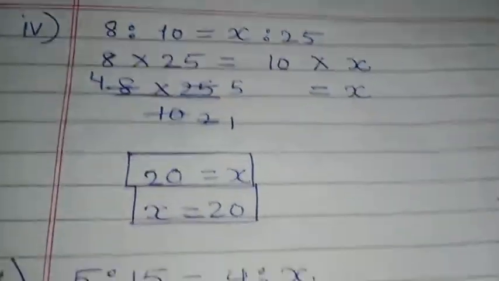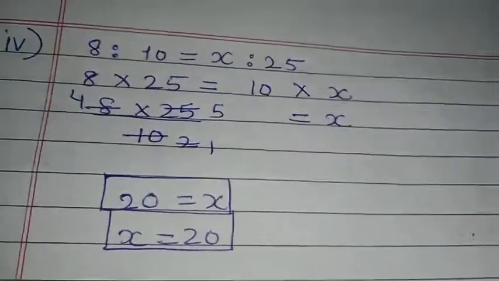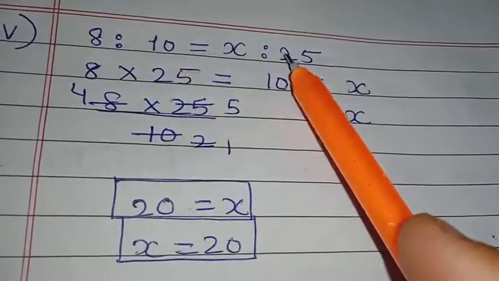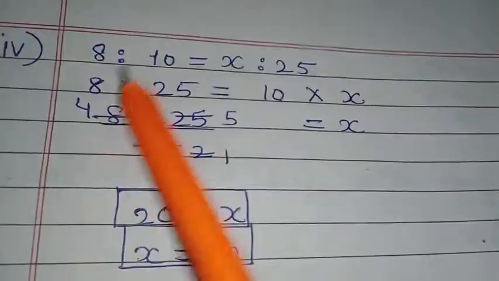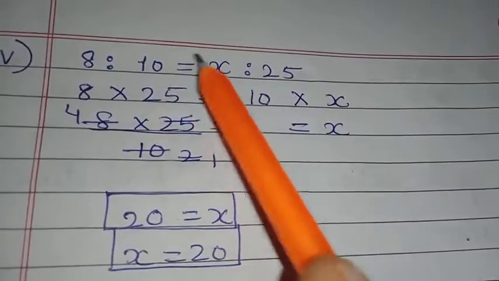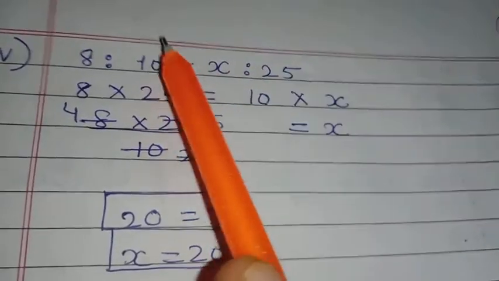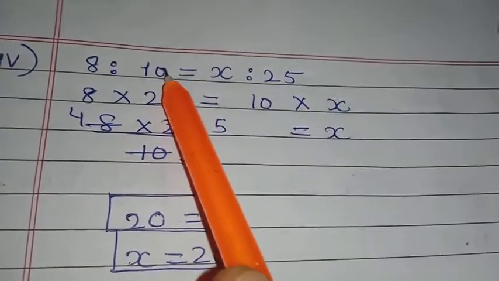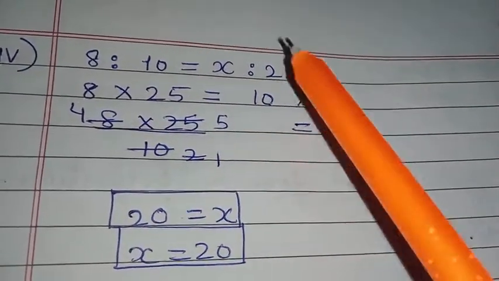So fourth, I'll explain. 8 is to 10 is equal to x is to 25. Product of extremes is equal to product of means. So 8 into 25 is equal to 10 into x. 8 and 25 are extremes and 10 and x are means, right?